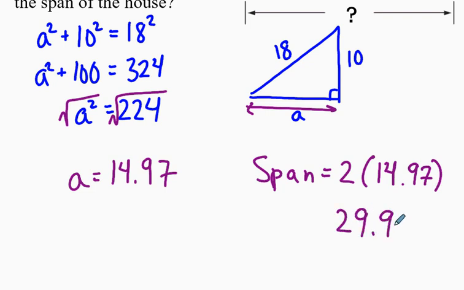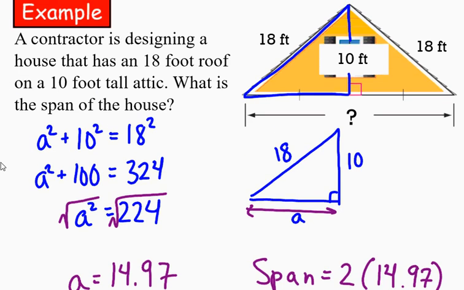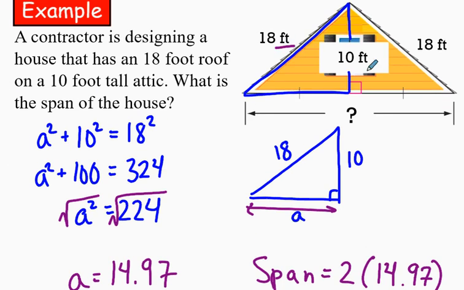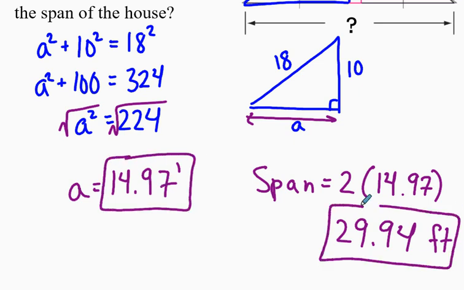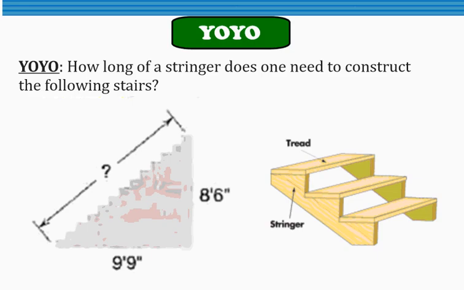29.94. And because this is a word problem, we need to include our units. We're measuring in feet. So you can denote feet either by using FT, or you can put a little apostrophe, and that implies feet. So A is 14.97. The whole span is twice of that, so 29.94. Gonna give you a chance to try. Oh, it looks like I've got one more.